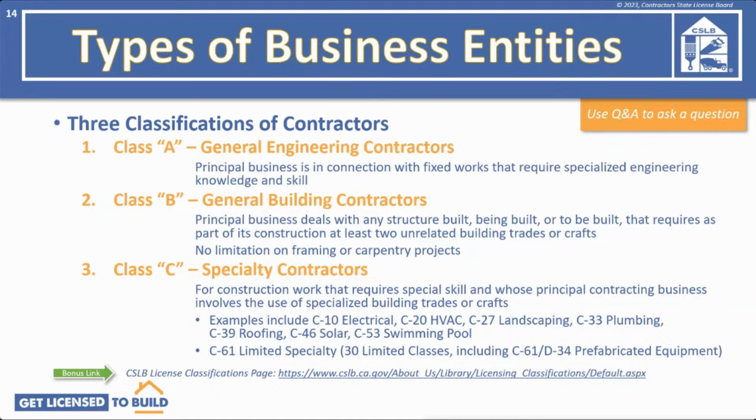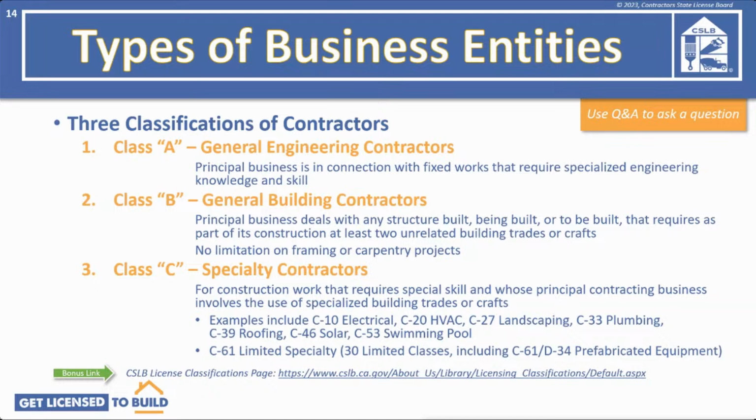Next is Class B, or General Building Contractors. This is the largest class of contractors in California with more than 133,000. B contractors have a principal business dealing with any structure built, being built, or to be built that requires as part of its construction at least 2 unrelated building trades or crafts. In other words, a B contractor shouldn't take a prime contract for any project involving trades other than framing or carpentry, unless the prime contract requires at least 2 unrelated building trades other than framing or carpentry. There is no limitation on B contractors to stop them from taking on projects that only include framing or carpentry.